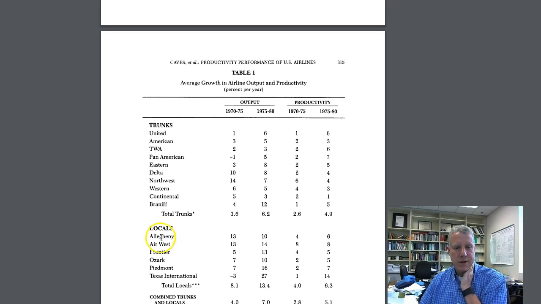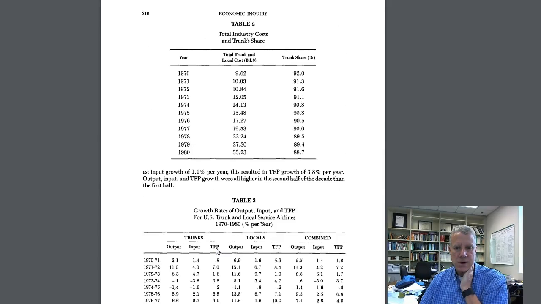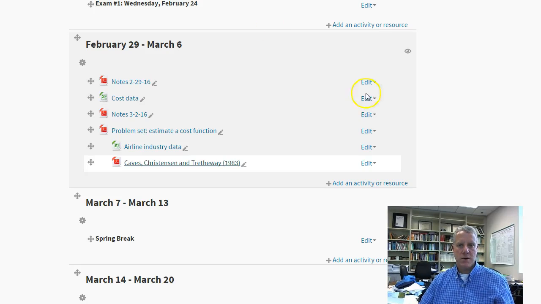Might be one more in the data. I'm not sure. It doesn't matter. And then the locals, there's 1, 2, 3, 4, 5, 6, and we don't have Ozark or Texas International. The time series on those aren't long enough, and so they go on and do a bunch of stuff with these data that we're not going to do.